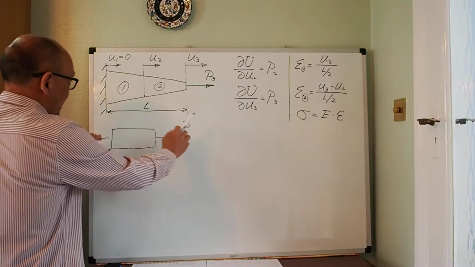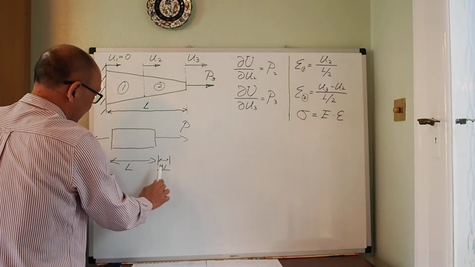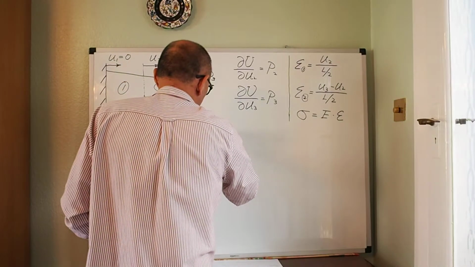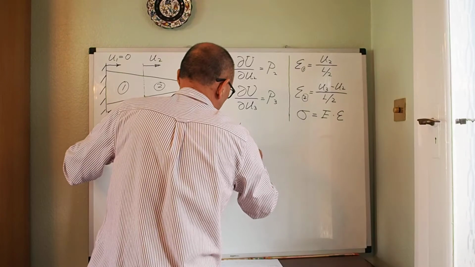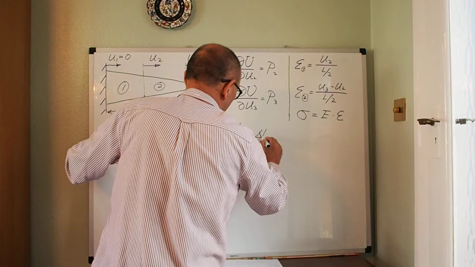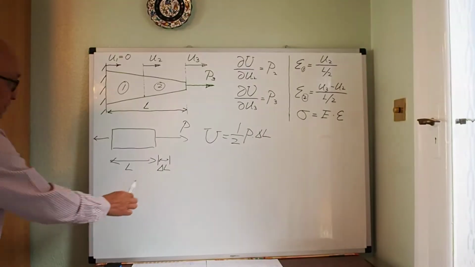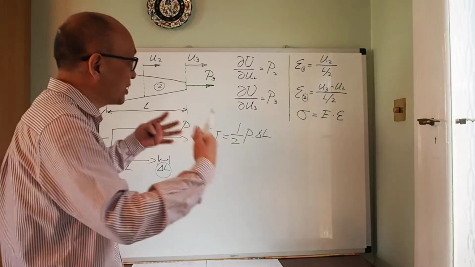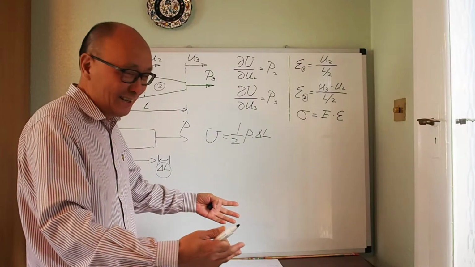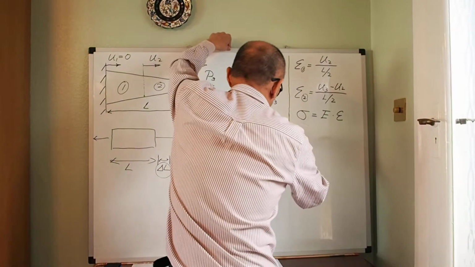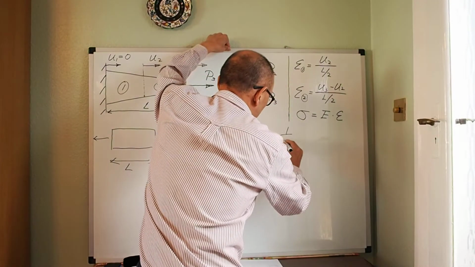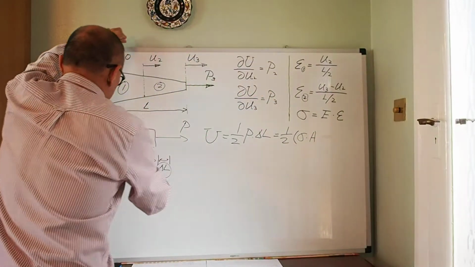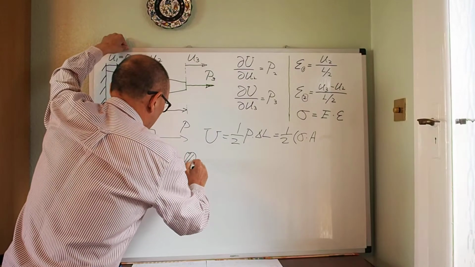That force, as you pull and it changes length, does work, so that becomes strain energy. The strain energy for that is simply 1/2 force times the change of length, delta L. Let's use the concepts of stress and strain and manipulate this a little. So this is 1/2, and force is stress times the cross-section area, let's say the cross-section area is A.